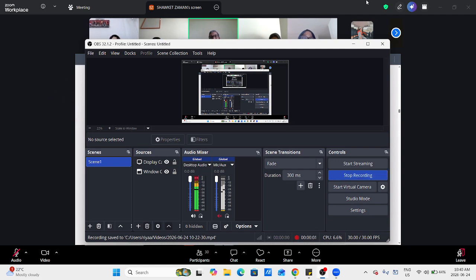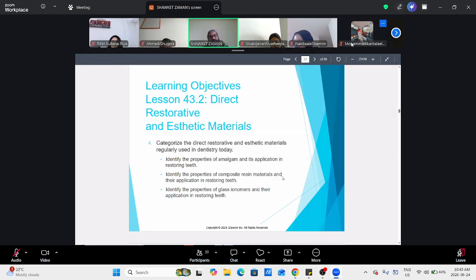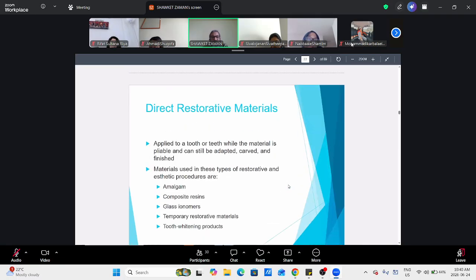We can divide them into direct and indirect. So the direct restorative materials we'll talk about now. Direct restorative materials means they are applied to the tooth or teeth while the material is malleable. Malleable means soft or runny, and it can be adapted, carved and finished. So we will be able to adapt according to the shape and size of the tooth structures. We can apply them onto the tooth surfaces.